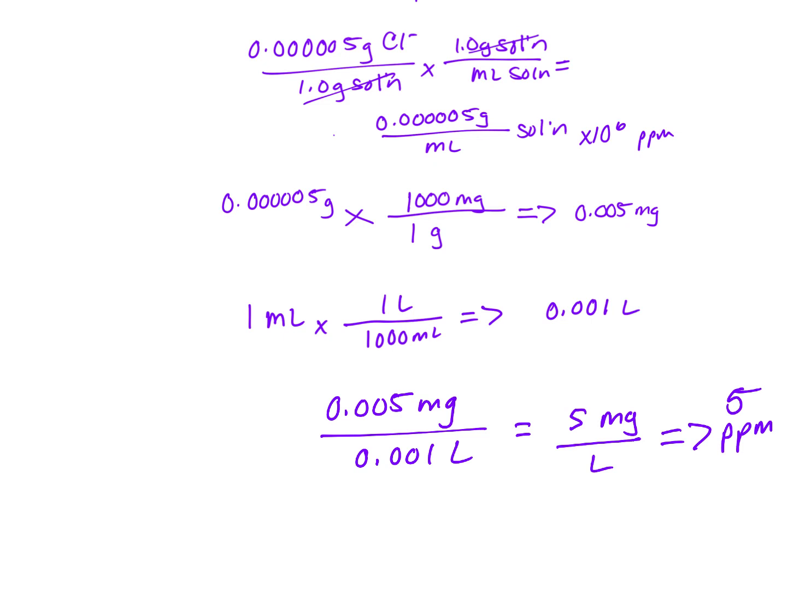So a convenient way of thinking about parts per million, if you assume that the density of the solution is 1 gram per milliliter, and it's an aqueous solution, is that 1 part per million would be equal to 1 milligram per liter. And this is just a more convenient unit for converting to, say, molarity.